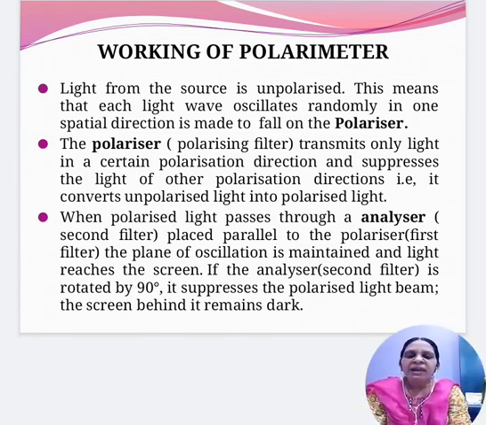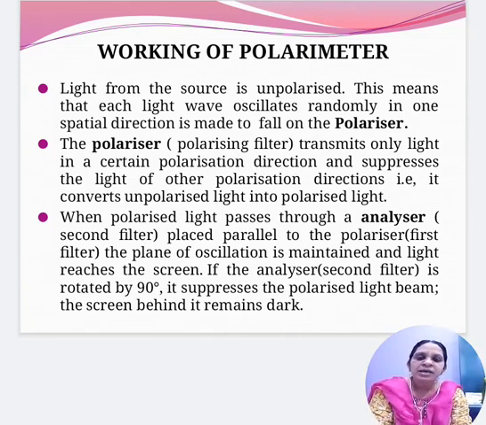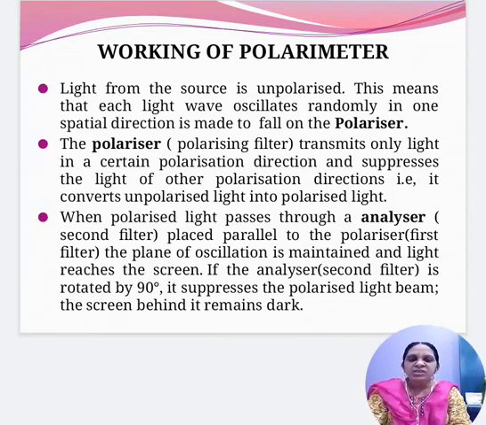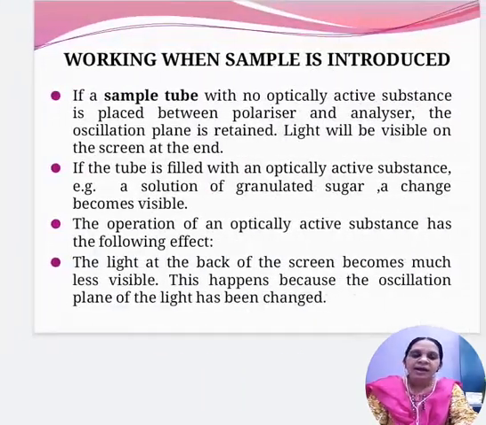When polarized light passes through the analyzer placed parallel to the polarizer, the plane of oscillation is maintained and light reaches the screen. If the analyzer is rotated by 90 degrees, it suppresses the polarized light beam and the screen behind it becomes dark. This is the case when no sample is present in the sample tube. If it is rotated 90 degrees, the screen will appear dark.